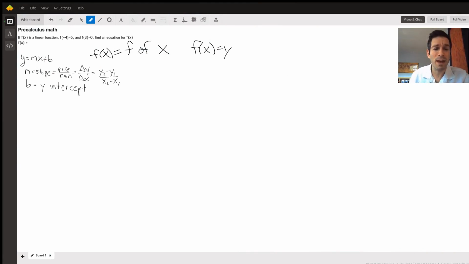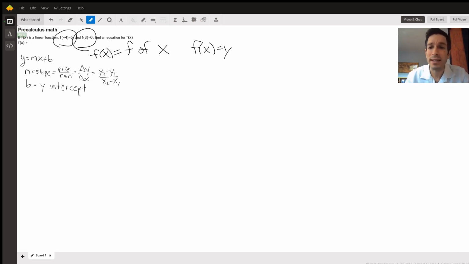It says, if f of x is a linear function where f of -4 equals 5 and f of 3 equals 0, find the equation for f of x. And because I can't talk with you, I don't know where you're at with math. I wanted to talk a bit about f of x notation. So that's what this is here and this is here.